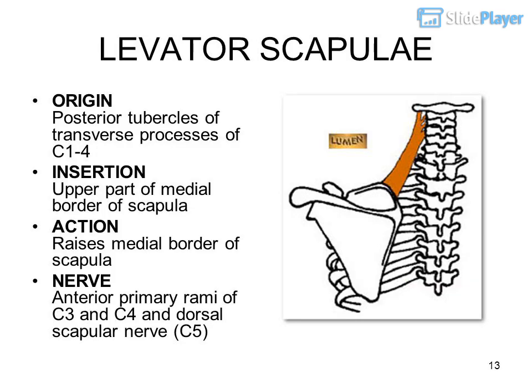Levator scapulae. Origin: posterior tubercles of transverse processes of C1 to 4. Insertion: upper part of medial border of scapula. Action: raises medial border of scapula. Nerve: anterior primary rami of C3 and C4 and dorsal scapular nerve, C5.